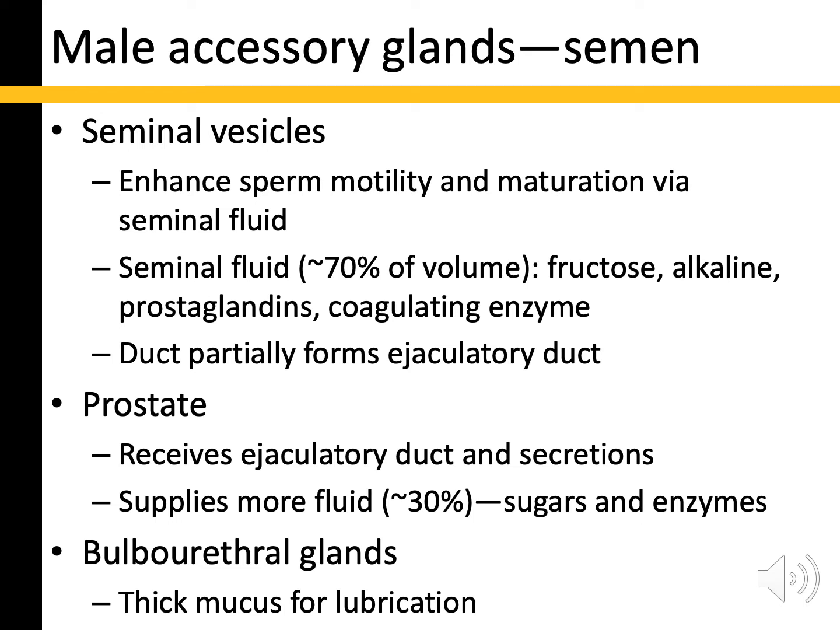The prostate gland is also an accessory to this. It supplies more fluid. It's going to give more sugars, more enzymes that are going to help allow the sperm to achieve full maturity. And then lastly, the bulbourethral glands are going to provide mucus, which is going to help with lubrication, and this will help in the act of copulation.